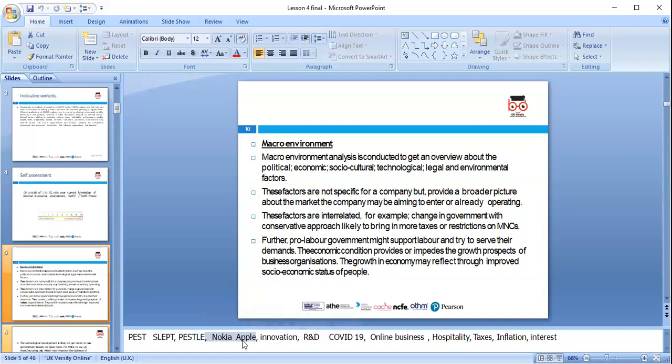So macro environment analysis is about getting an overview of the political, economic, social, cultural, technological, and legal environmental factors. Therefore, it is not specific to companies, but provides a broader picture about the market.